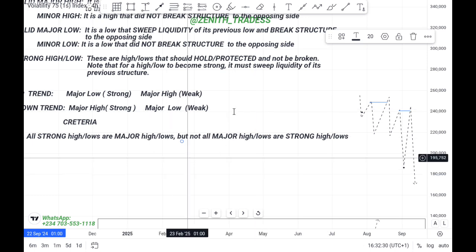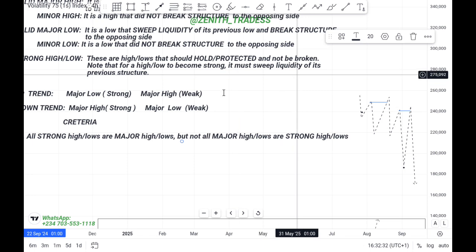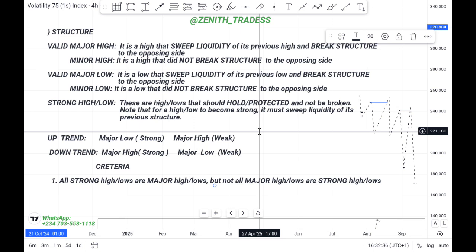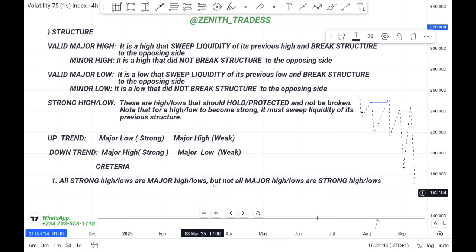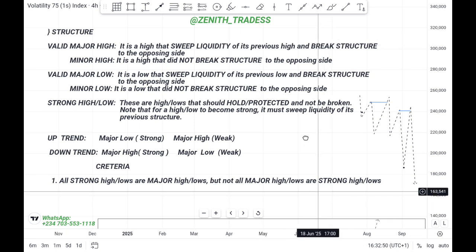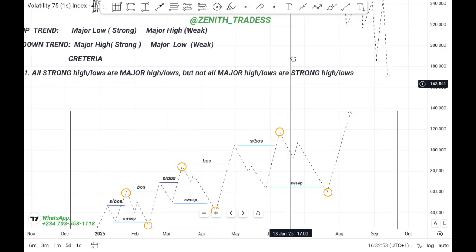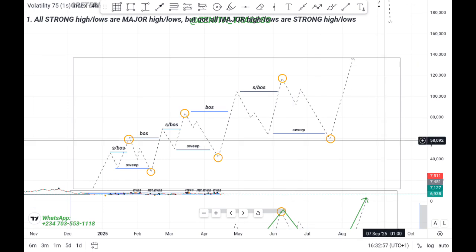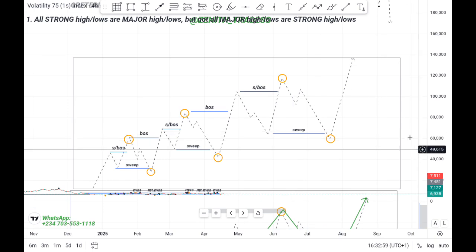In an uptrend, we have strong lows only. And in the downtrend, we have strong highs only. We don't have strong lows in the downtrend. We only have weak major lows. And in the uptrend, we have strong lows and we have weak major highs. I believe you understand this. Let me give you details about what I've just explained in theoretical form. Let me use this schematic diagram to explain it better.